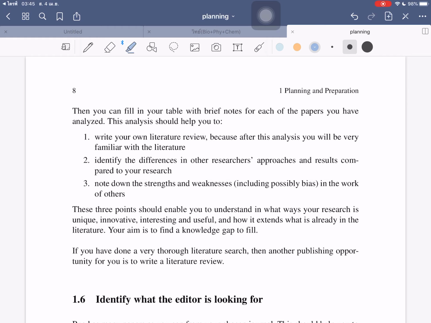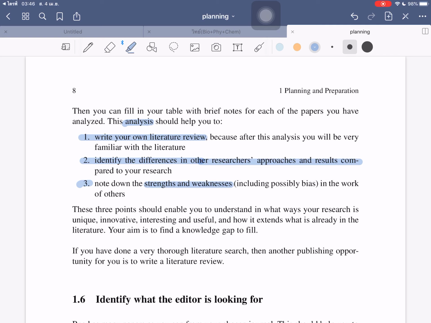Then you can fill in your table. When you read, you fill in your tables with brief notes of the papers that you have read. Then you make the analysis. Why do you make the analysis? It helps you write your own literature review. It can help you identify the differences in other researchers' approaches and results compared to your research, and also the strengths and weaknesses in the work of other people. So this is the analysis that you need to keep in mind.